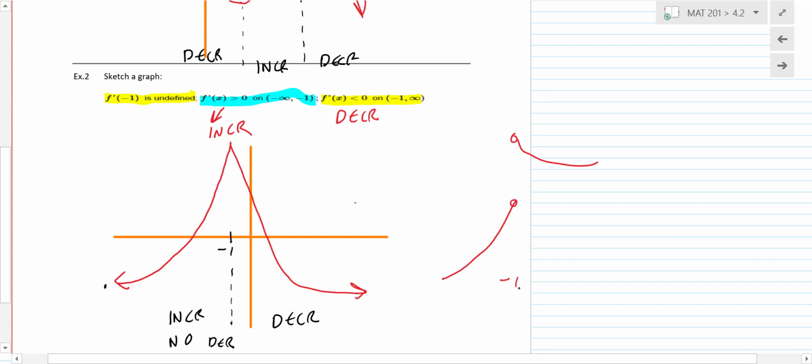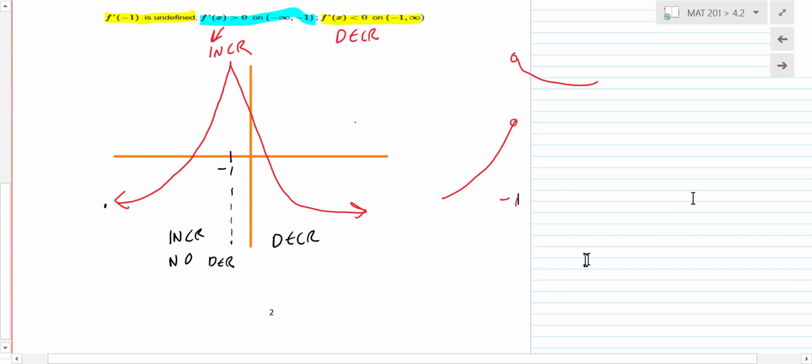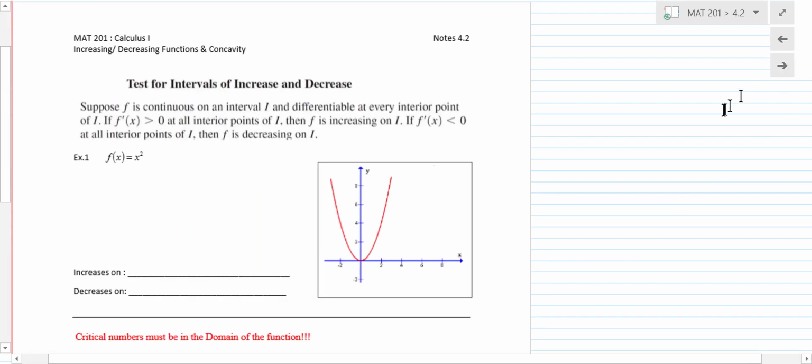So there's an infinite number of ways to draw this graph. You just got to come up with something that satisfies the clues I give you. Okay, does that make sense? Okay. All right, very good. Okay, so let's move on from here.